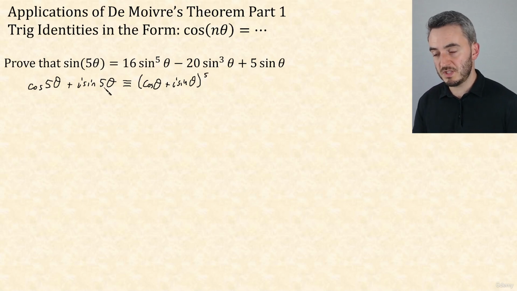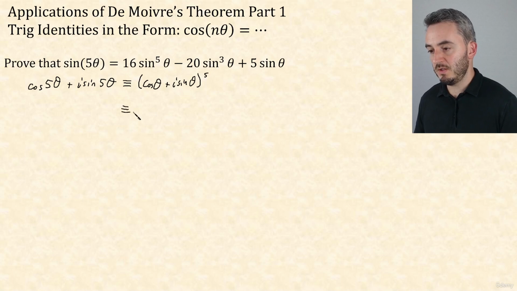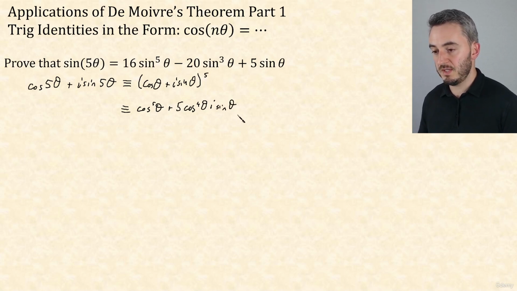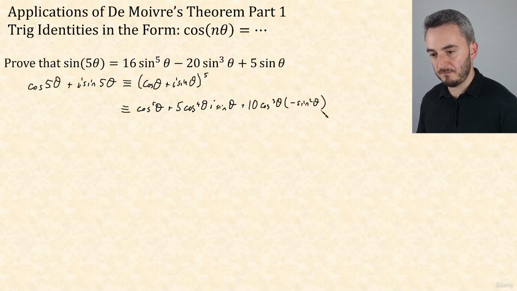So what we're going to do is expand this here, and we're just going to take the imaginary part. So expanding this, again using binomial expansion, we get cos to the 5 theta plus 5 choose 1, which is 5. And what is that? That's cos to the 4 theta, and then i sine theta. Then it's 5 choose 2, which is 10. So plus 10 cos cubed theta, and it's this squared. i squared is minus 1, so that's minus sine squared theta.